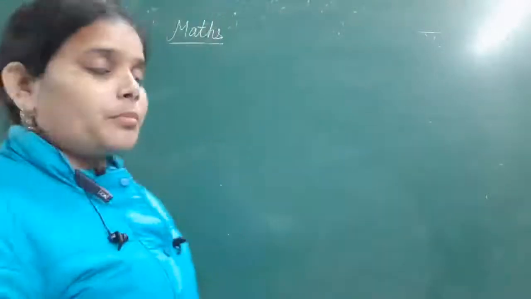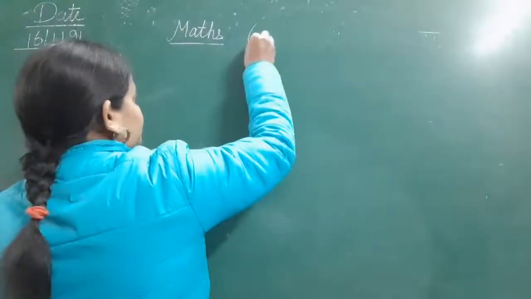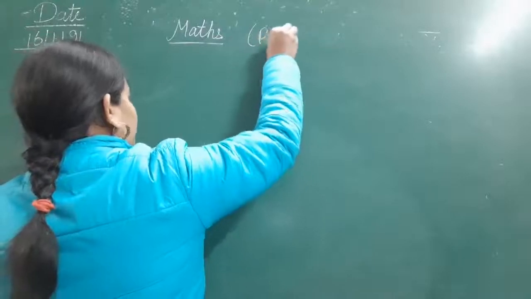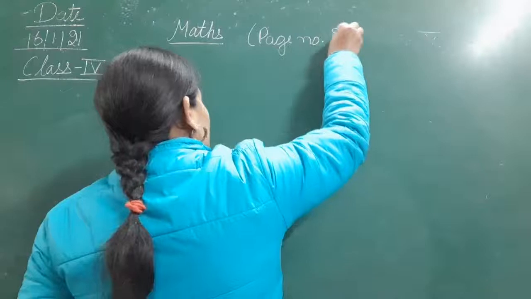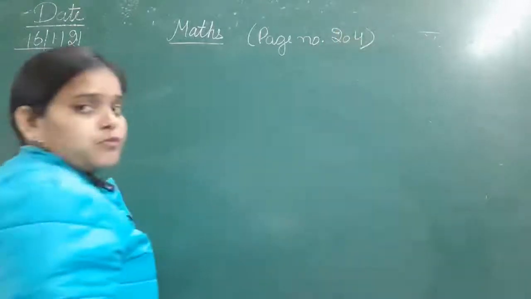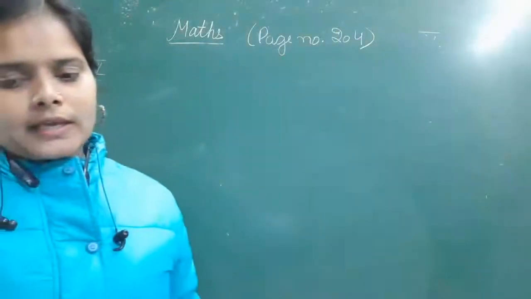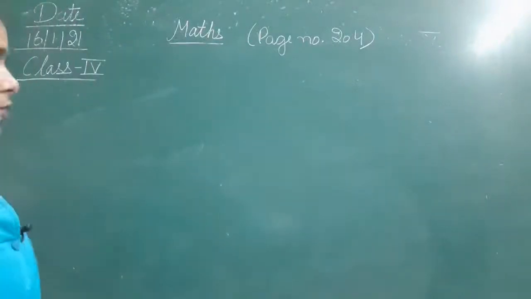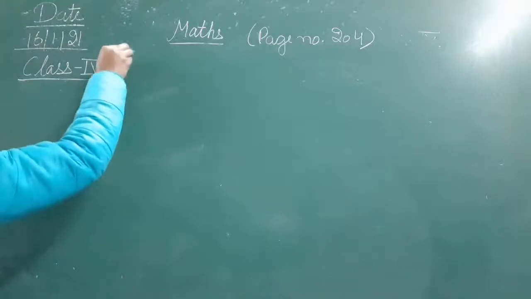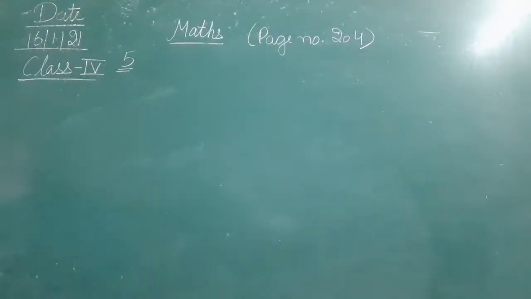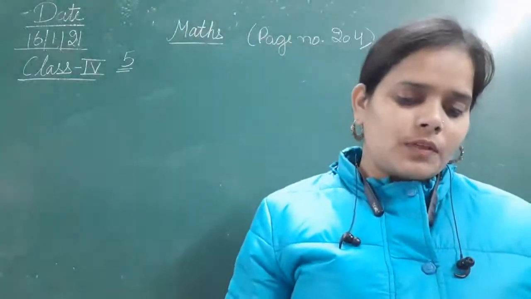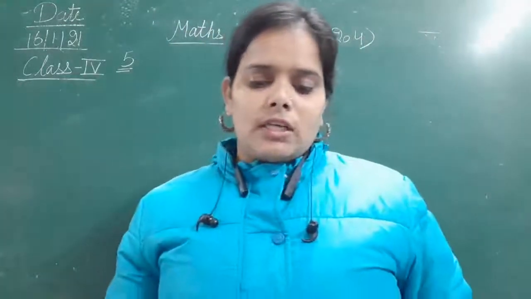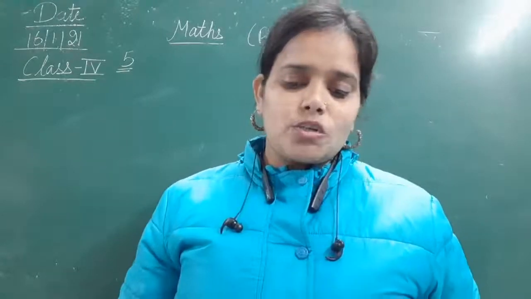I'm just writing the topic, that is page number 204. Okay, and up to question number 4 we have discussed. Now I'll start with question number 5. So question number 5 is: 15 liter 85 milliliter is equivalent to.